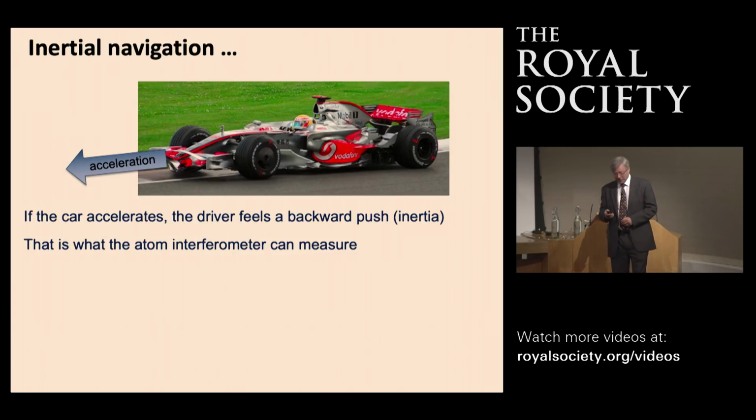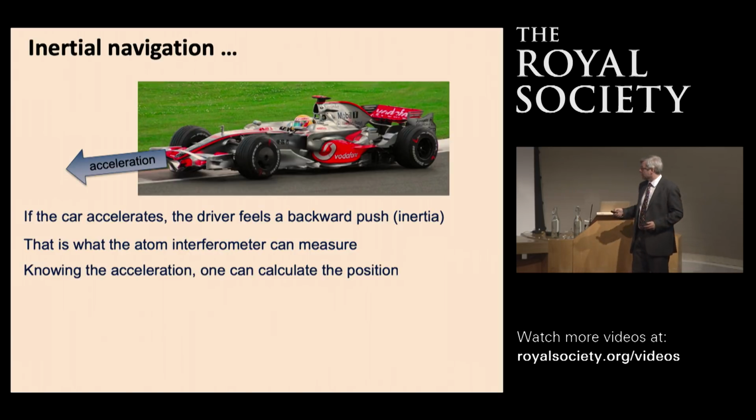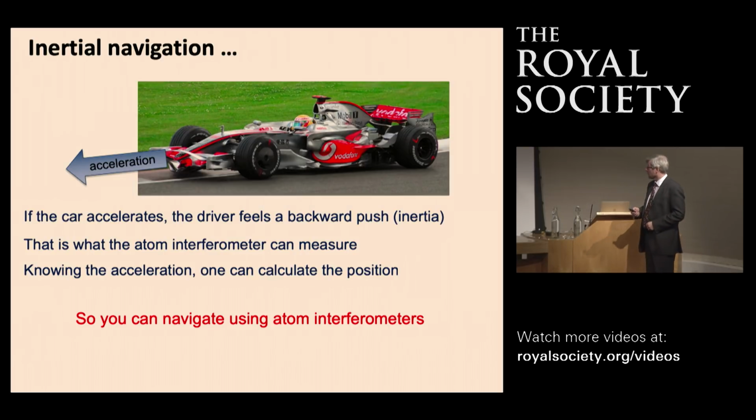And if you know the acceleration of a vehicle at all times, there's a simple mathematical procedure which allows you to calculate position. Well, okay, if I'm in a Formula One car, I just look at the track, I know where I am. But if I'm on a ship, for example, I need some information to help me know where I am. So you can navigate with atom interferometers.